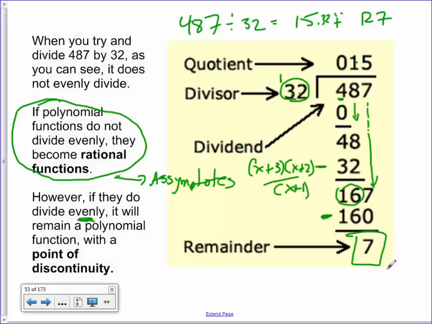That make sense? So anyways, if they do divide evenly, it usually creates that point of discontinuity, which I like to just say you have a hole in the graph. Does that work so far?